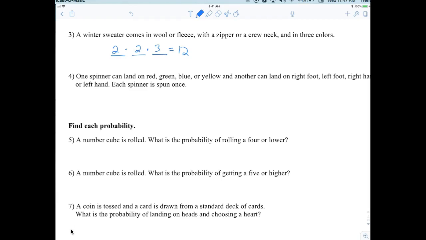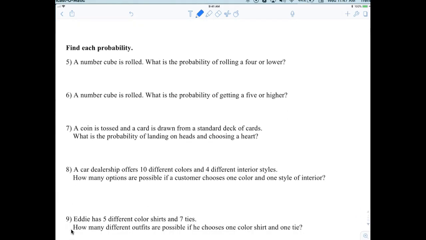Let's take a look at question number 5. Now we're going to try to find the probability. All right. It says a number cube is rolled. What is the probability of rolling a 4 or lower? What do you think? I think you do 4 over 6. Exactly. Right? And then, of course, you're just going to reduce that down to 2/3. All right, that's not that bad.